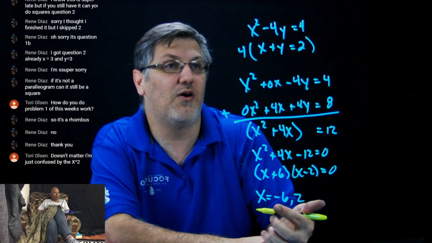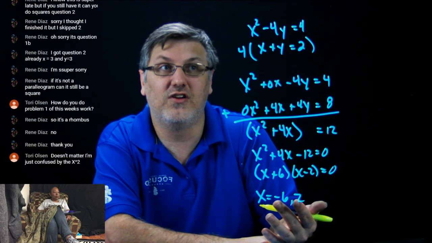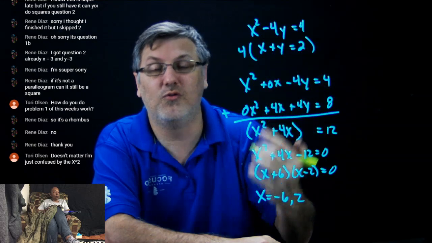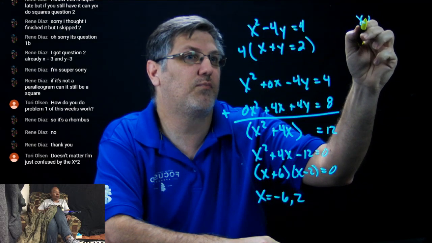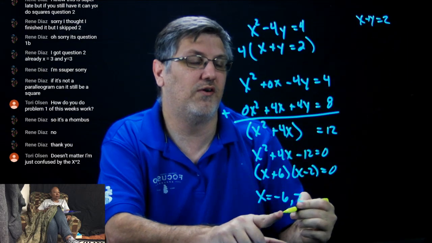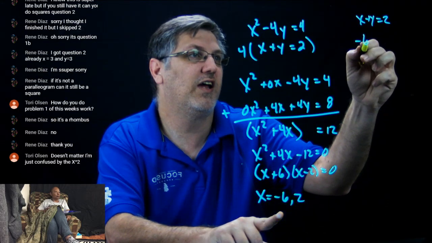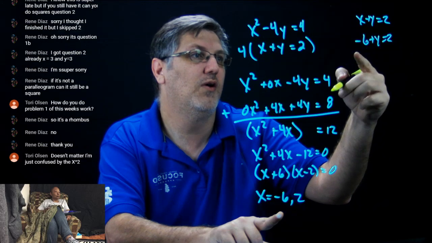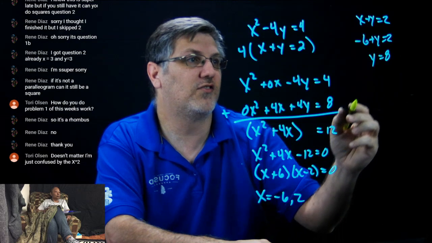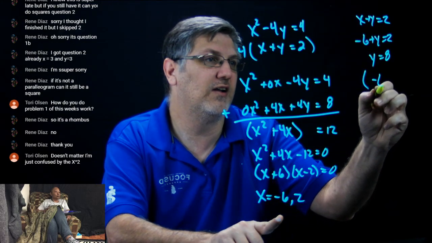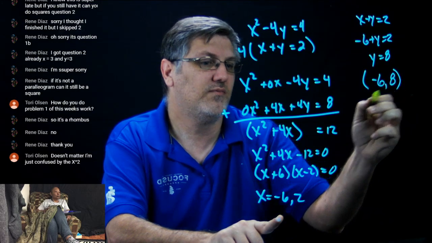Alright, so now I have the values of x. I just need to find the values of y. So I want to pick one of these two equations and solve. Well, I want to do this bottom equation. I have x plus y equals 2. Well, I have two values of x. Just plug them in. Negative 6 plus y equals 2. Add 6 to both sides. I get y equals 8. So one of my solutions is going to be the point negative 6, comma 8.